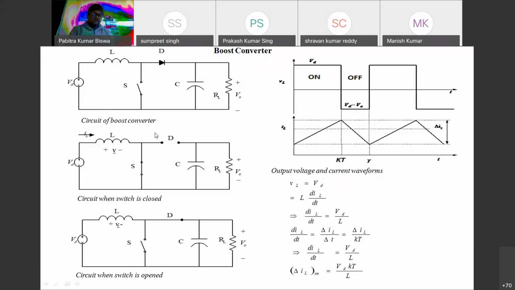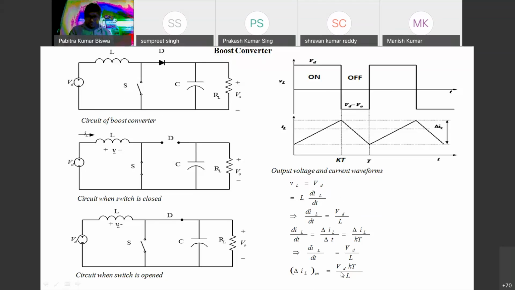That means when the switch goes on, the current flows, and the diode goes off, only off. And simply we have to consider when it goes to the off condition, then the output voltage and waveform. We are getting this one, VL equal to Vd first when the switch goes on.